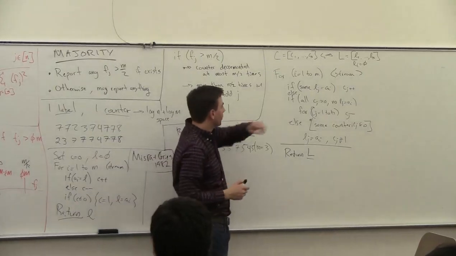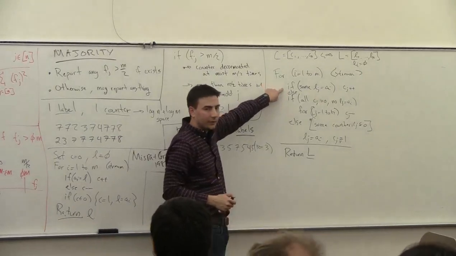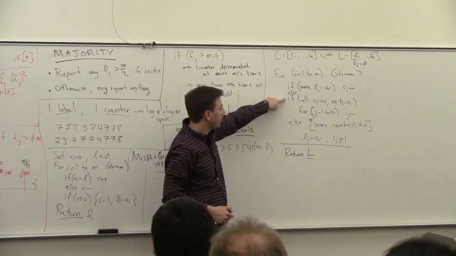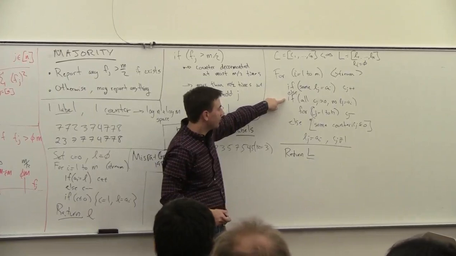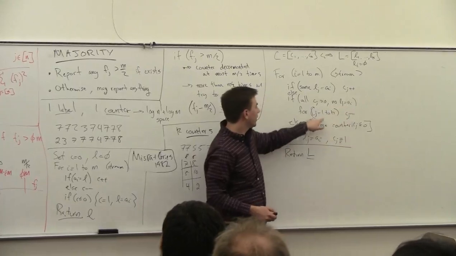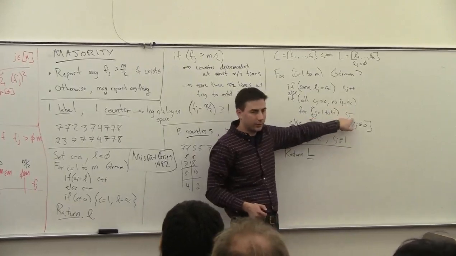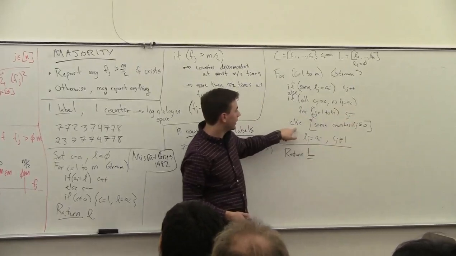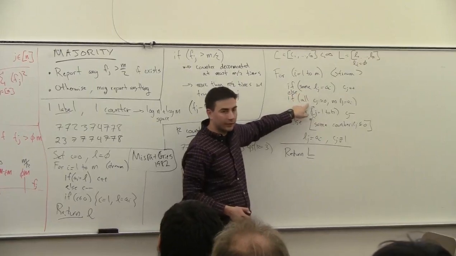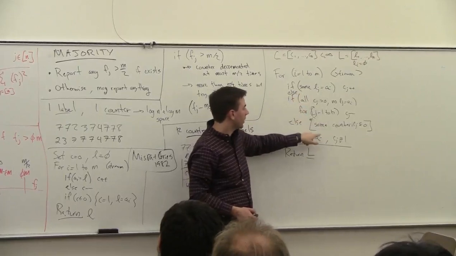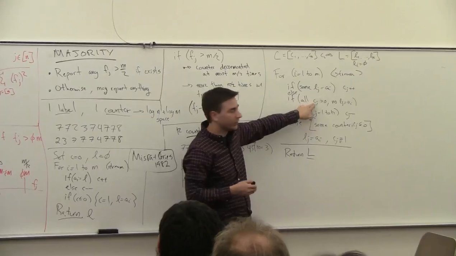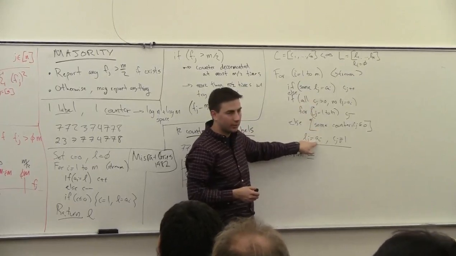So is this clear? If we have a counter that has the right label, then we're going to increment it. Else, if all the counters are greater than zero and none of them have the right label, then we're going to decrease all of the counters. And if we don't have a label and there's some counter which is equal to zero, then what we do is we take over that label with the new thing.